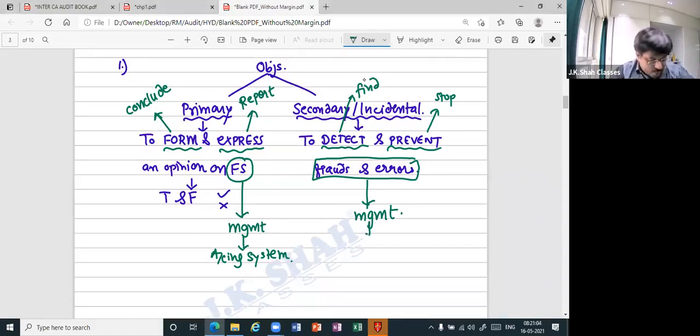And that they will do by setting up one more system, which is there in order to control all the frauds and errors. But this system is internal to the organization. Therefore, it is known as the internal control system. In short, it is known as ICS. Now, what do you mean by this? Let us take examples to understand.